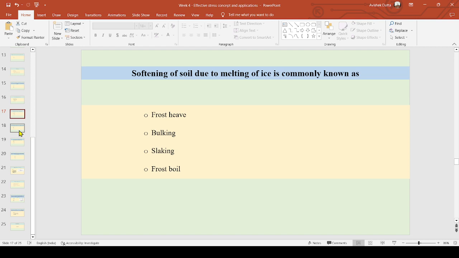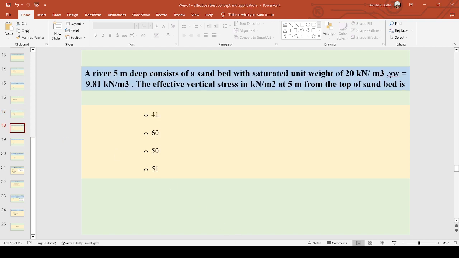Okay, next question. Another numerical: a river 5-meter deep consists of a sand bed with saturated unit weight of 20 kilonewton per meter cube. Here gamma W is given as 9.81 kilonewton per meter cube. The effective vertical stress in kilonewton per meter square at 5 meter from the top of sand bed is.